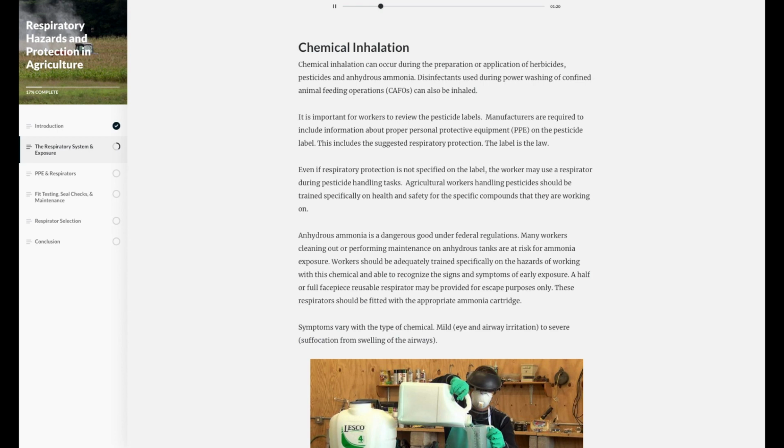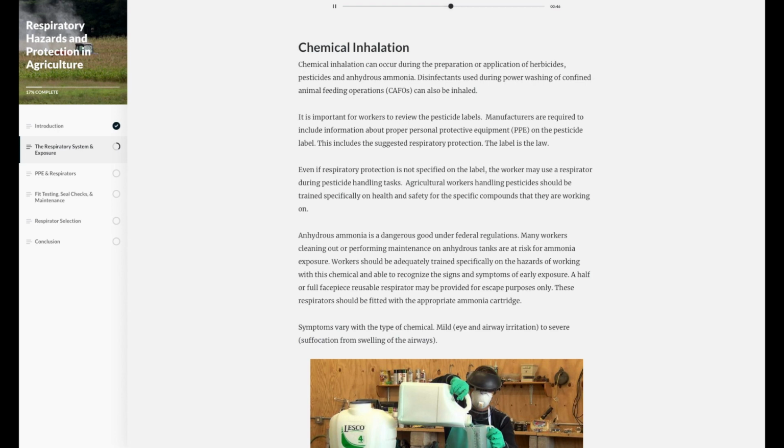It is important for workers to review the pesticide labels. Manufacturers are required to include information about proper personal protective equipment, or PPE, on the pesticide label. This includes the suggested respiratory protection. The label is the law. Even if respiratory protection is not specified on the label, the worker may use a respirator during pesticide handling tasks. Agricultural workers handling pesticides should be trained specifically on health and safety for the specific compounds that they are working on.